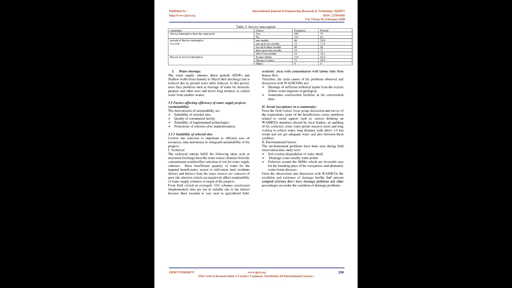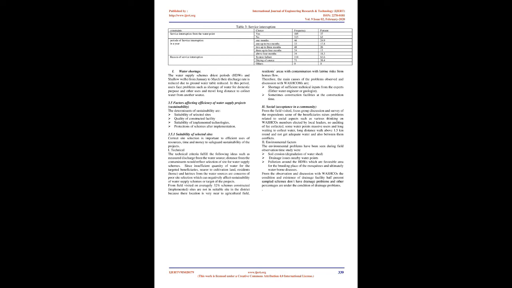In the driest periods of the water supply schemes, HDWs and shallow wells, from January to March their discharge rate is reduced due to the lowered groundwater table. In this period, users face problems such as shortage of water for domestic and other uses, and travel long distances to collect water from another source.